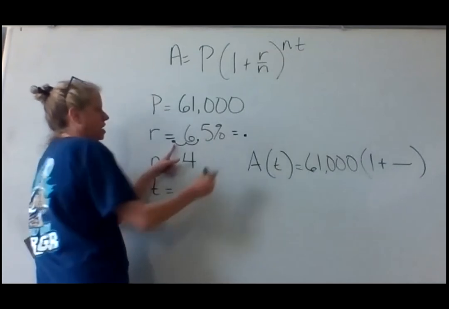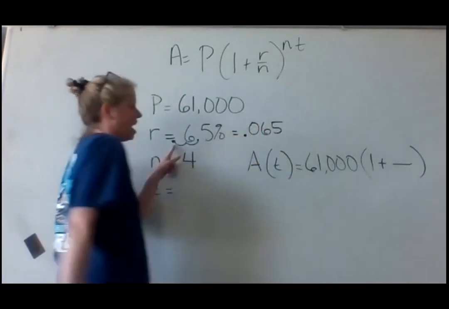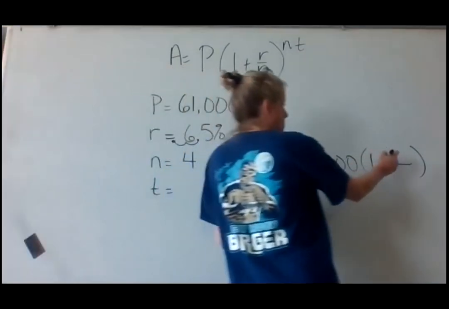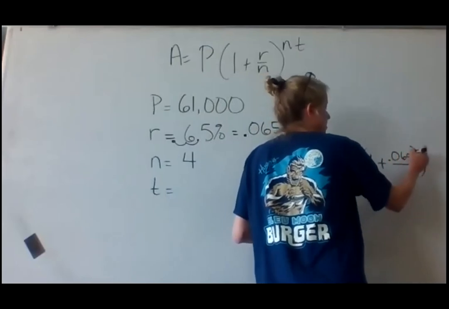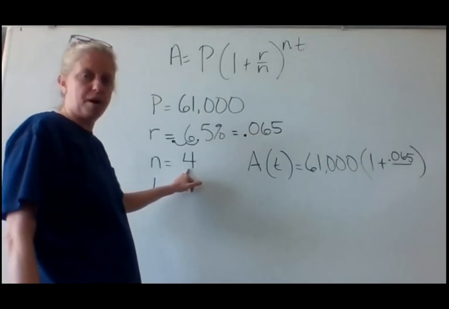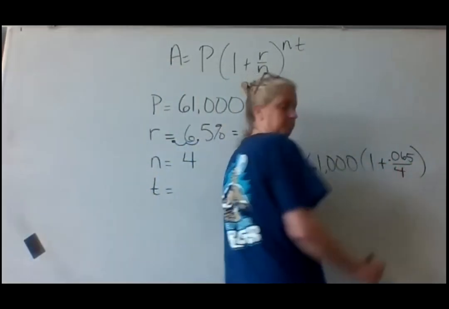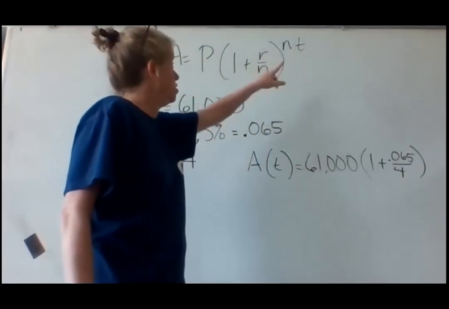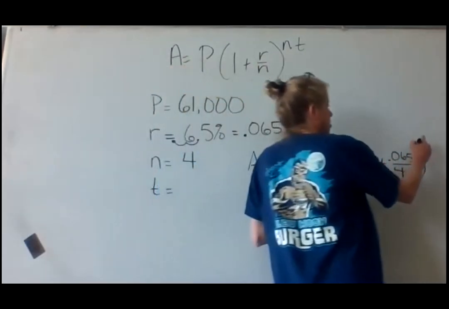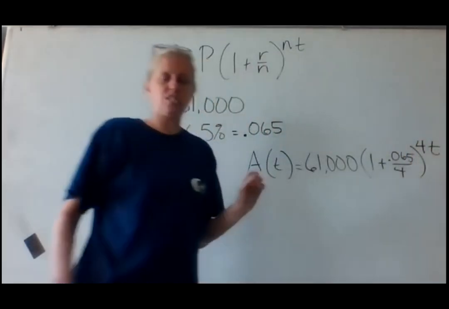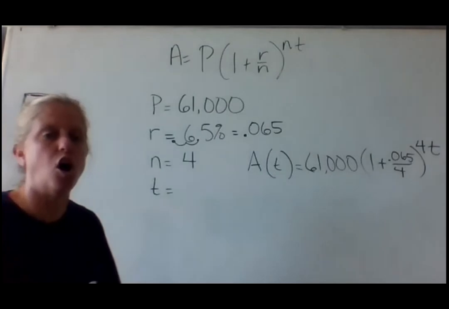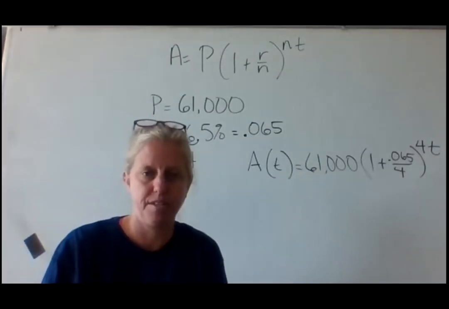So it's going to be 0.065. So that's going to be my rate number, 0.065, over my N. My N is 4, right? Because it's compounded quarterly. Then your exponent is your N number, which is 4, times your T. I don't know what T is, so I'm just going to keep the T as a T. That's the number that's going to change all the time.